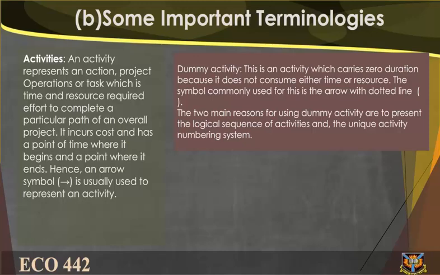Dummy activity. This is an activity which carries zero duration because it does not consume either time or resource. The symbol commonly used for this is the arrow with a dotted line. The two main reasons for using dummy activity are to present the logical sequence of activities and the unique activity numbering system.